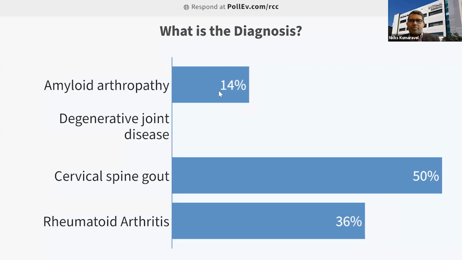We've got a pretty dominant number of people, still getting close by. 50% so far think it's cervical spine gout. There's some thinking maybe this is rheumatoid arthritis. No one's gone for degenerative joint disease, which is great because there's a little bit more than that, correct? And so what else could be the choice now?